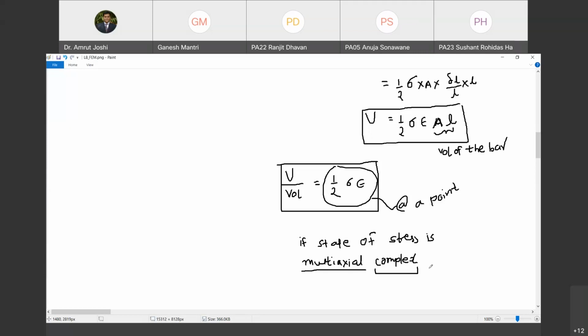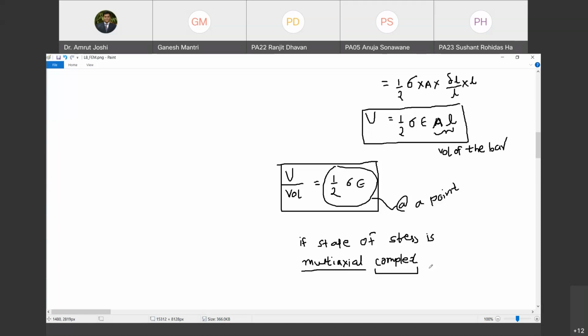If a multi-axial state of stress prevails, but all these stresses are shear stresses, that means tau xy, tau yx, tau xz, tau zx, tau yz, tau zy, all of them prevail, but sigma xx, sigma yy, and sigma zz are absent, then we call that state of stress multi-axial but shear. Are you with me? Yes, sir. So we have two simplified states of stress possible. One is the multi-axial direct state of stress, the other the multi-axial shear state of stress. But here I am talking about the multi-axial complex state of stress.